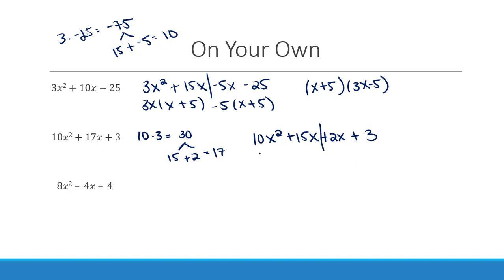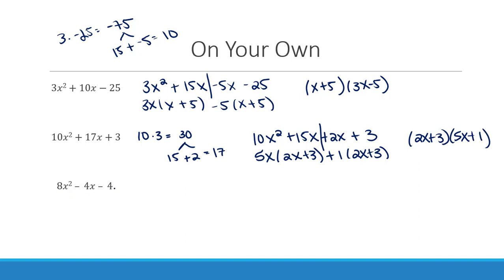So I'm going to split it down the middle. I can take out a GCF of 5x, which is going to leave me with 2x plus 3. I can just take out a 1 here, which is going to leave me with 2x plus 3. So my final answer would be 2x plus 3 and then 5x plus 1.